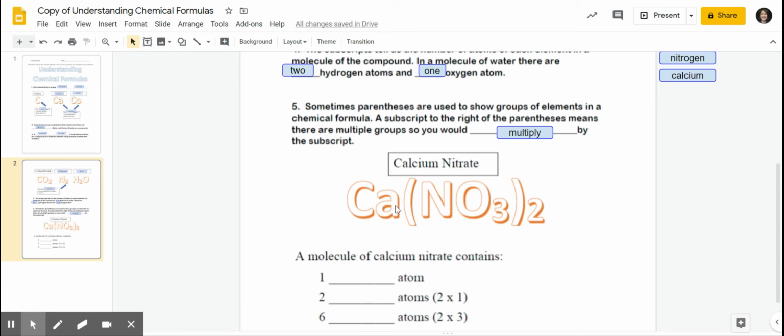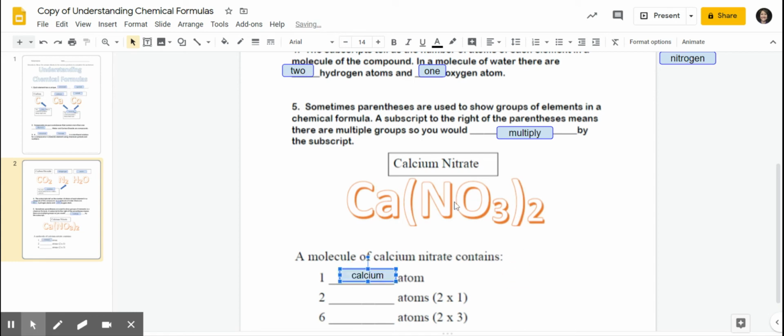So let's do that. Is there any subscript for the calcium? No. So calcium only has 1 atom in this formula. In the formula, there's parentheses around this group called a nitrate group, NO3, which means there are 2 nitrate groups. 2 times everything in the parentheses. That's why I showed it this way, 2 times 1.